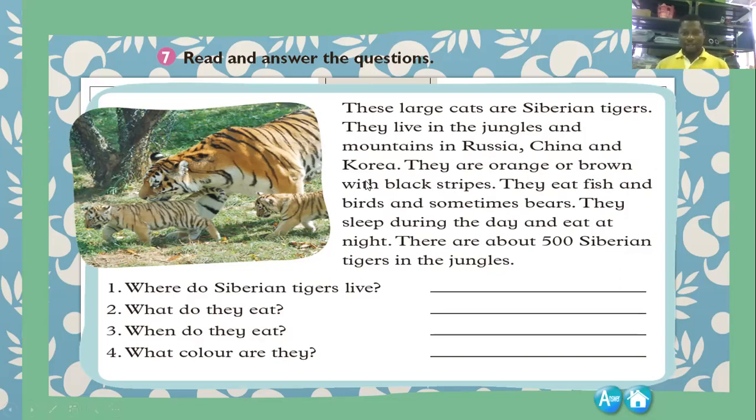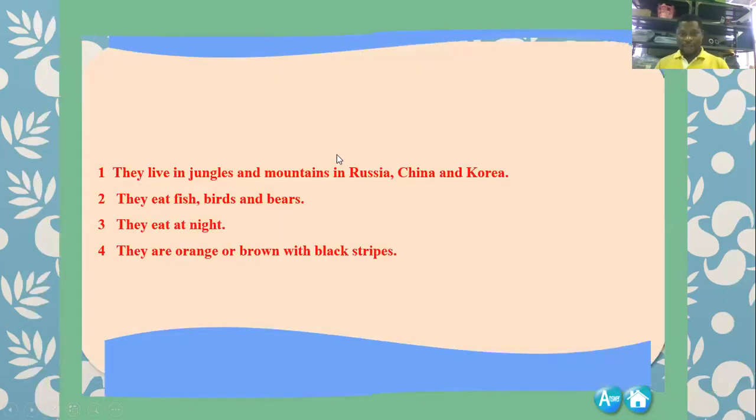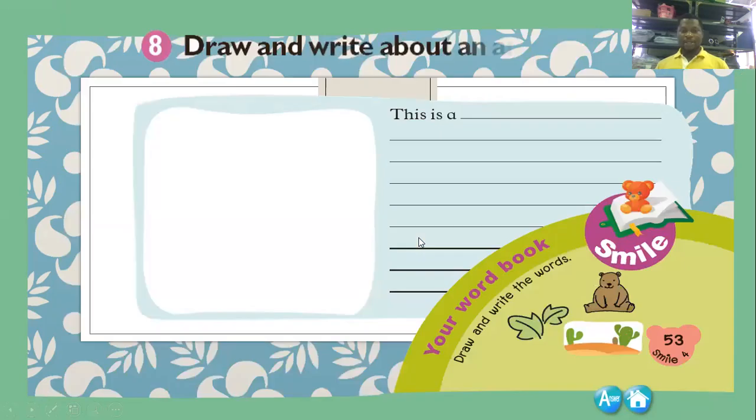Okay, so let's check our answers again. Where do they live? They live in jungles, mountains in Russia, China, and Korea. What do they eat? They eat fish and birds. When do they eat? They eat at night. What's their color? They are orange or brown with black stripes. Okay, so that's the answer to those questions. Now let's move to our next slide.